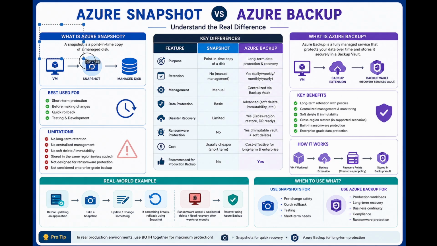First, let's understand Azure Snapshot. A snapshot is basically a point in time copy of a managed disk. The flow for the snapshot is you go to the virtual machine and there is an option at the disk to create a snapshot. Then from the snapshot, when you want to restore or create a VM, you will create a disk out of it and then use it to create the virtual machine.